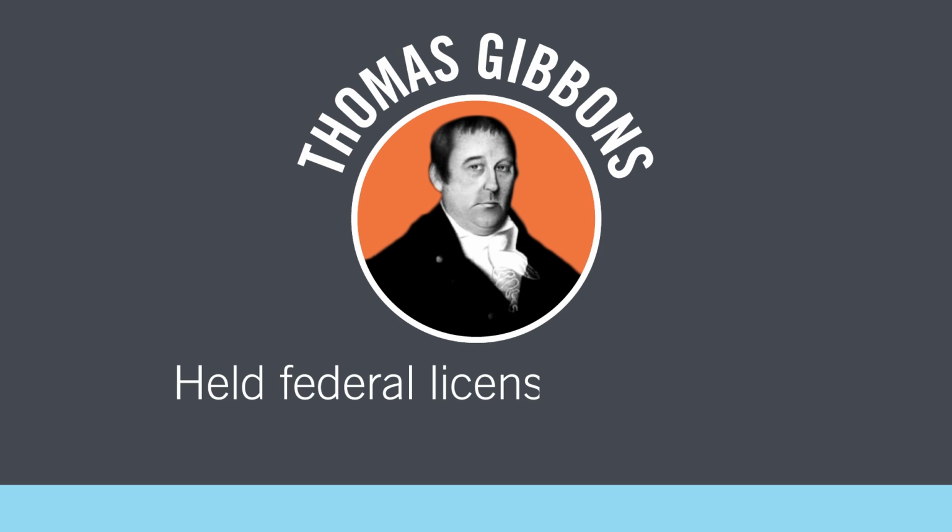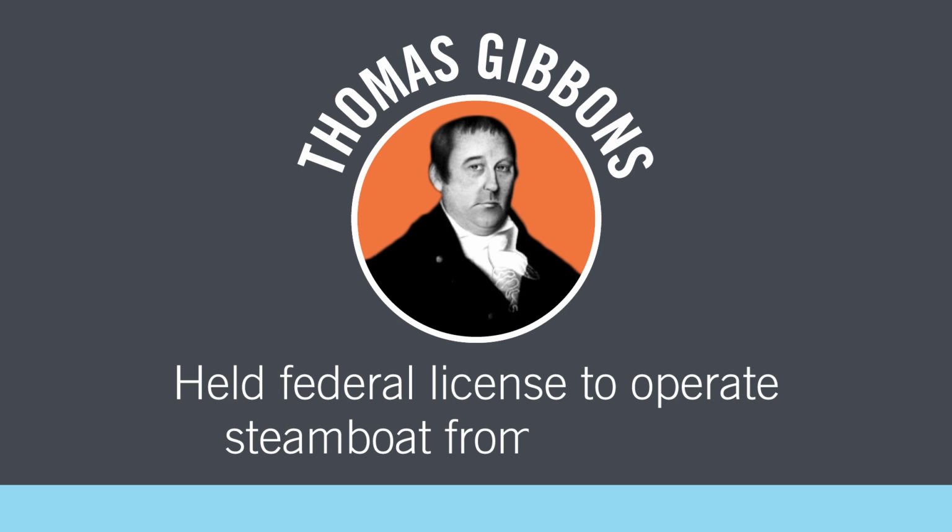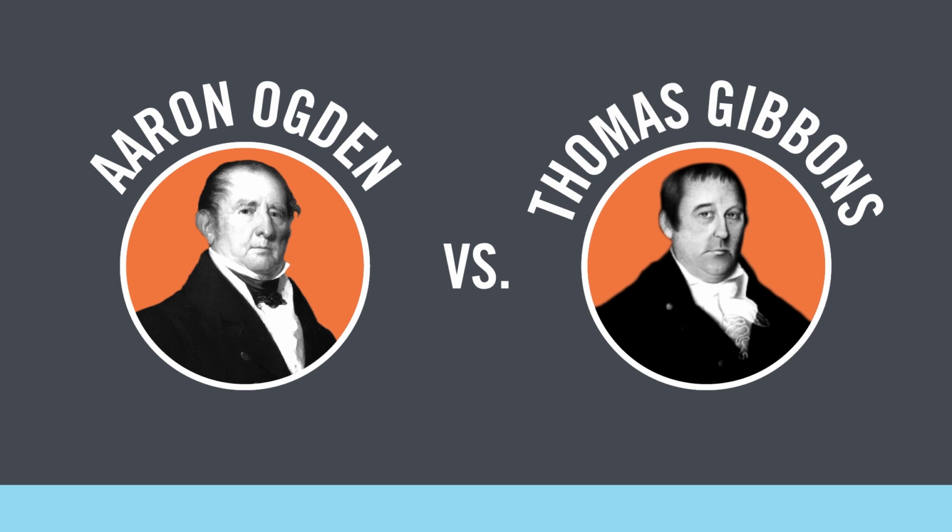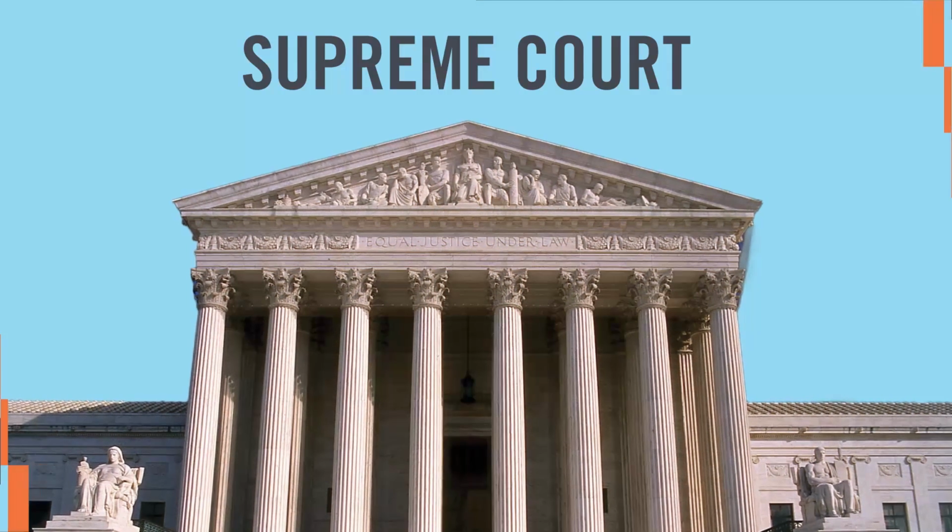He held a federal license to operate a steamboat between New York and New Jersey, so he began to do so. This violated the New York state law, and Ogden filed a complaint to stop Gibbons' operations. Eventually, the Supreme Court agreed to decide the controversy.